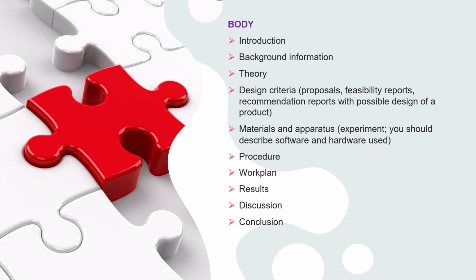So for example, we'll have an introduction, then you will have background information, theories if you have any, and the design criteria. Depending on the documents, either it's for a proposal or a report and whatnot, the design criteria will be a bit different. And then you will have probably materials and apparatus if you are writing the document for an experiment, of course, and then maybe a procedure, a work plan, results, and also discussion before you end it with a conclusion.